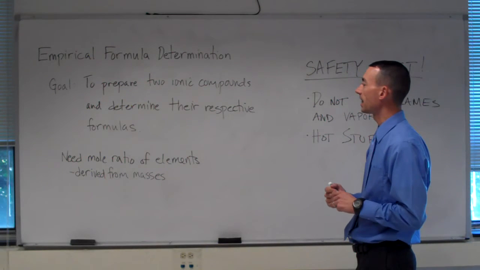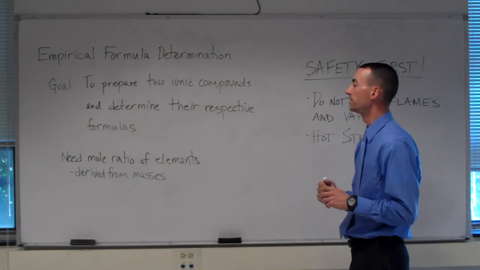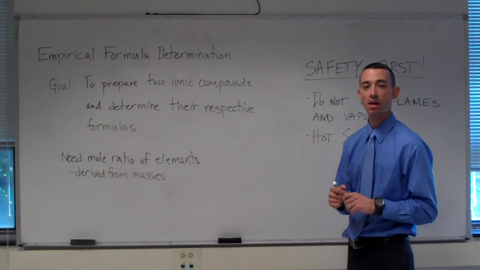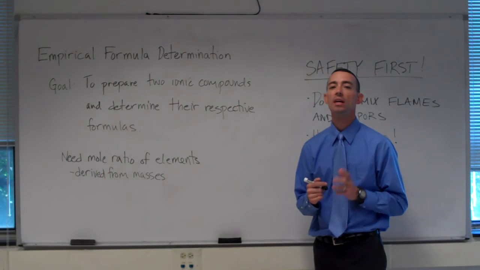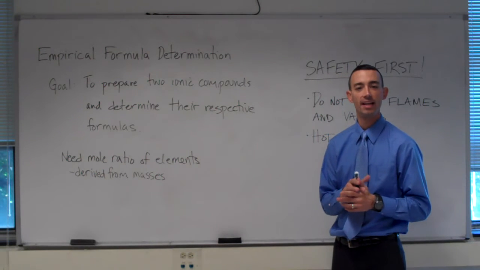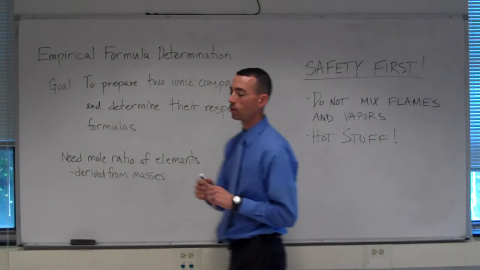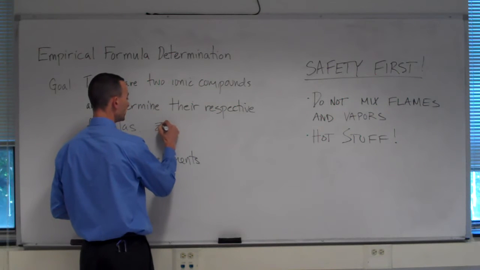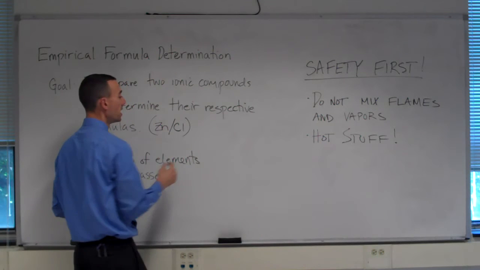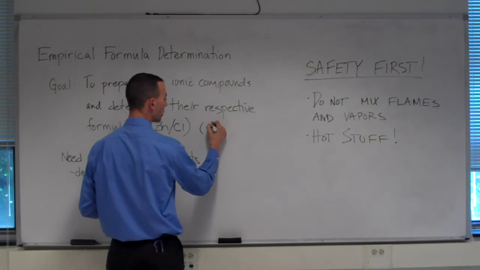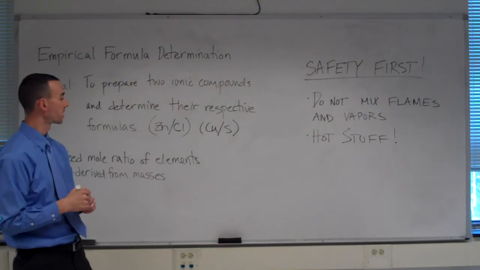Your goal today in lab, or this week, is going to be to make or prepare two ionic compounds and to determine their respective formulas. A couple of bits of background. Ionic compounds generally, but not always, contain a metal as their cation and then a non-metal as their anion. In today's lab, you'll be working with zinc and chlorine, so you'll make a zinc-chlorine combination. And in the second case, you'll be working with copper and sulfur to make a combination.